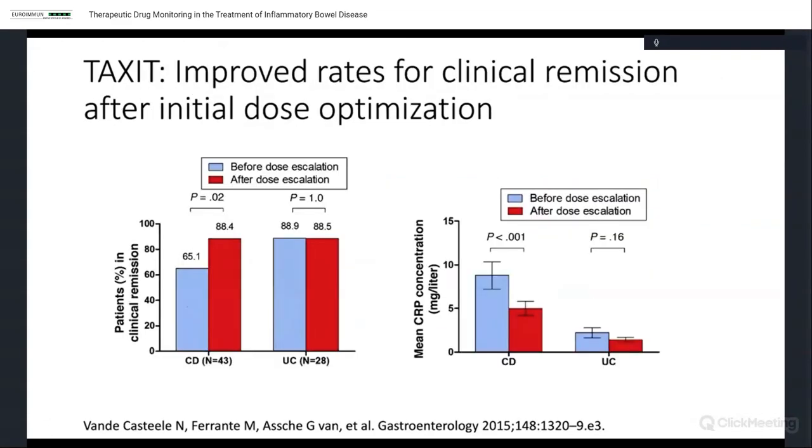So this data is the result of that initial dose optimization period. What they found is that the percent of patients, at least for Crohn's disease, in remission increased after that initial dose optimization, and the mean CRP also decreased, statistically significantly for the Crohn's disease patients. So a point I'd like to make here is that in essence, all patients in this randomized controlled trial received initial therapeutic drug monitoring, proactive therapeutic drug monitoring with dose optimization.